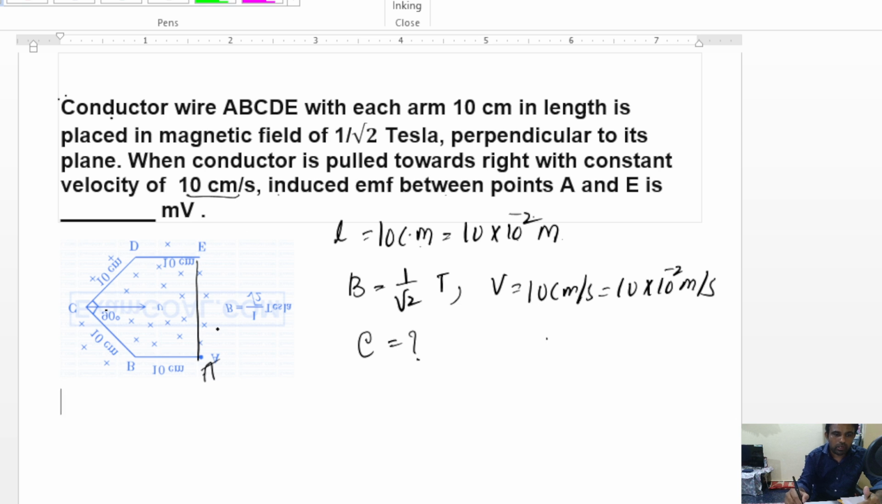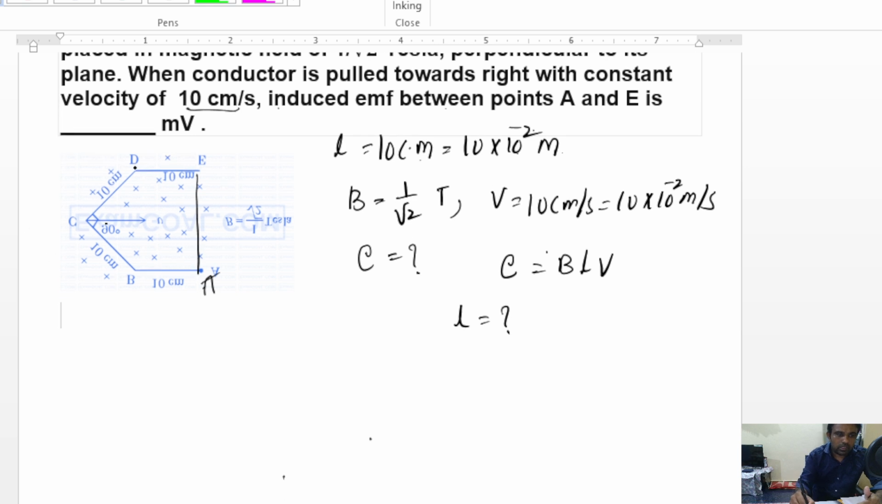To find the induced EMF, the formula is E equal to BLV. We don't know the L value here. So to find L, I am considering a line between B and D, and a midpoint is assumed as point P. The total angle is 90 degrees, so the angle PCB becomes 45 degrees, half of the total angle. Now theta is equal to 45 degrees.